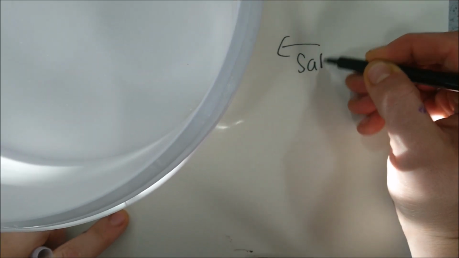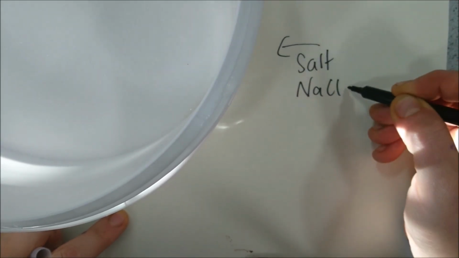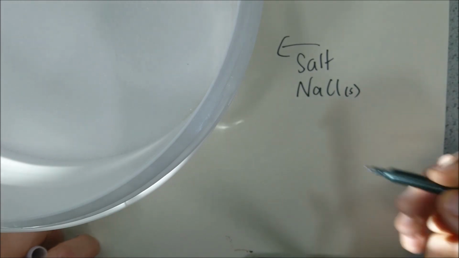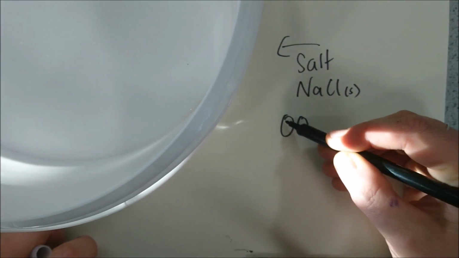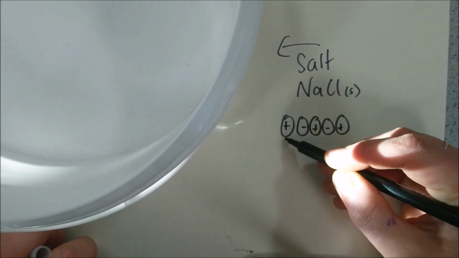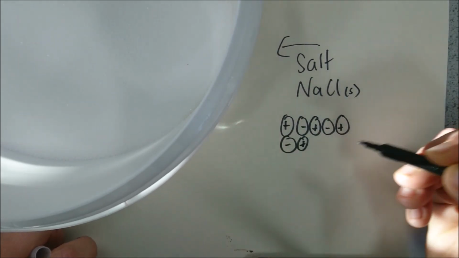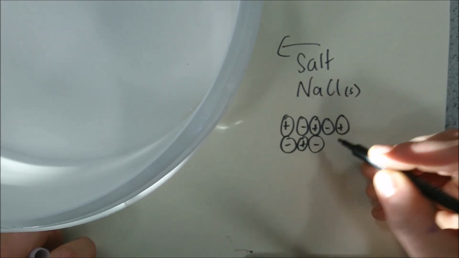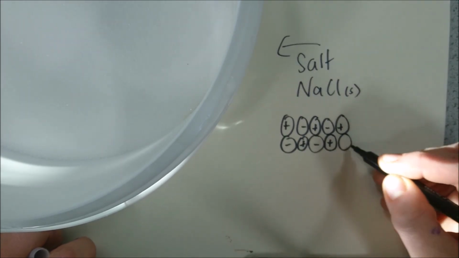Got salt, which has the formula NaCl, state symbol S, because it is a solid. If I was to zoom in, all the particles would be lined up in a uniform manner, all of the ions, positive and negative, positive and negative, positive and negative, to form this solid lattice. Now this solid lattice gives rise to a lot of properties.